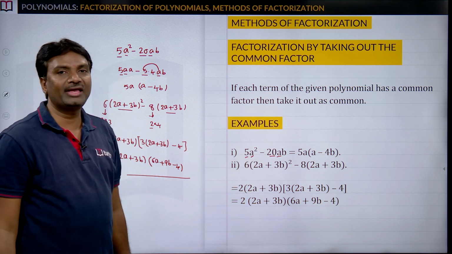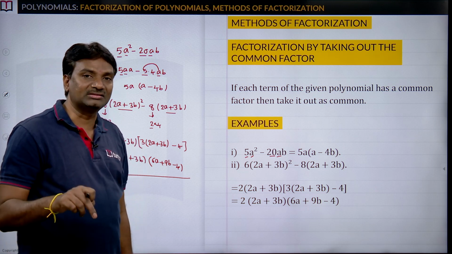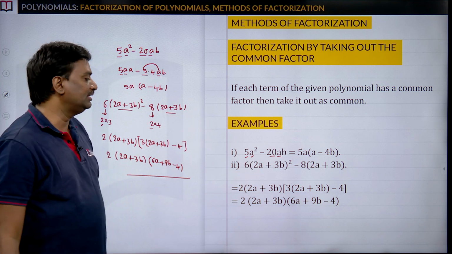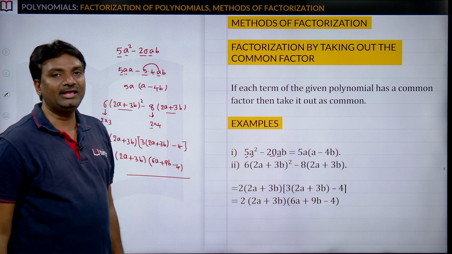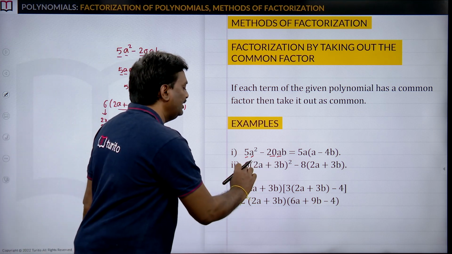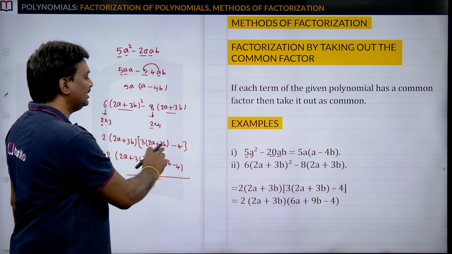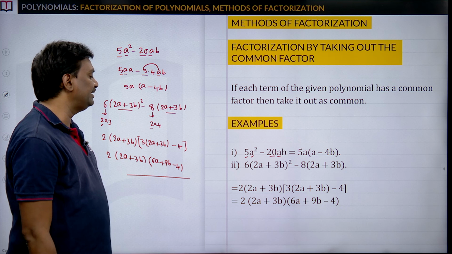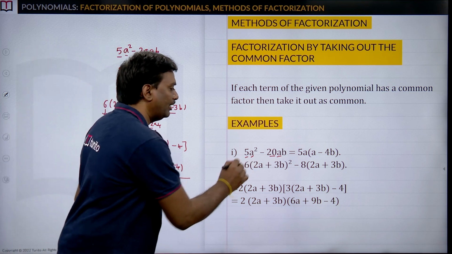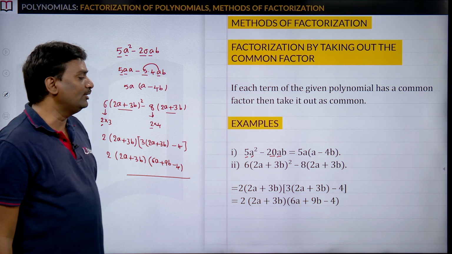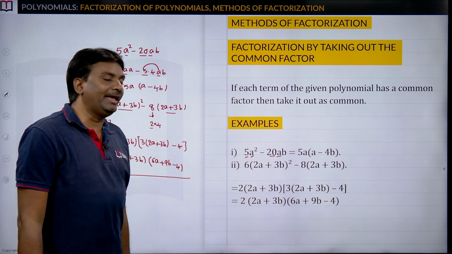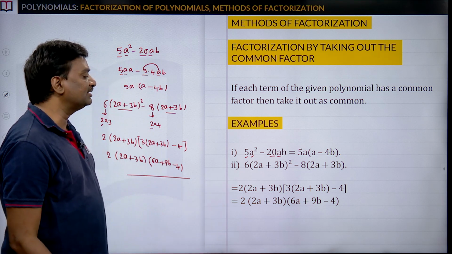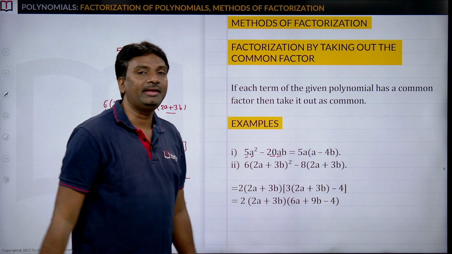(2a plus 3b) whole square can be written as (2a plus 3b) into (2a plus 3b). So, that is why we can take 2a plus 3b as common. By taking 2 into (2a plus 3b) as common, here we have 3 into (2a plus 3b) minus 4. By simplifying that, we have 2 into (2a plus 3b) into (6a plus 9b minus 4). So, we can express the polynomial 6 of (2a plus 3b) whole square minus 8 of (2a plus 3b) as 2 into (2a plus 3b) into (6a plus 9b minus 4).